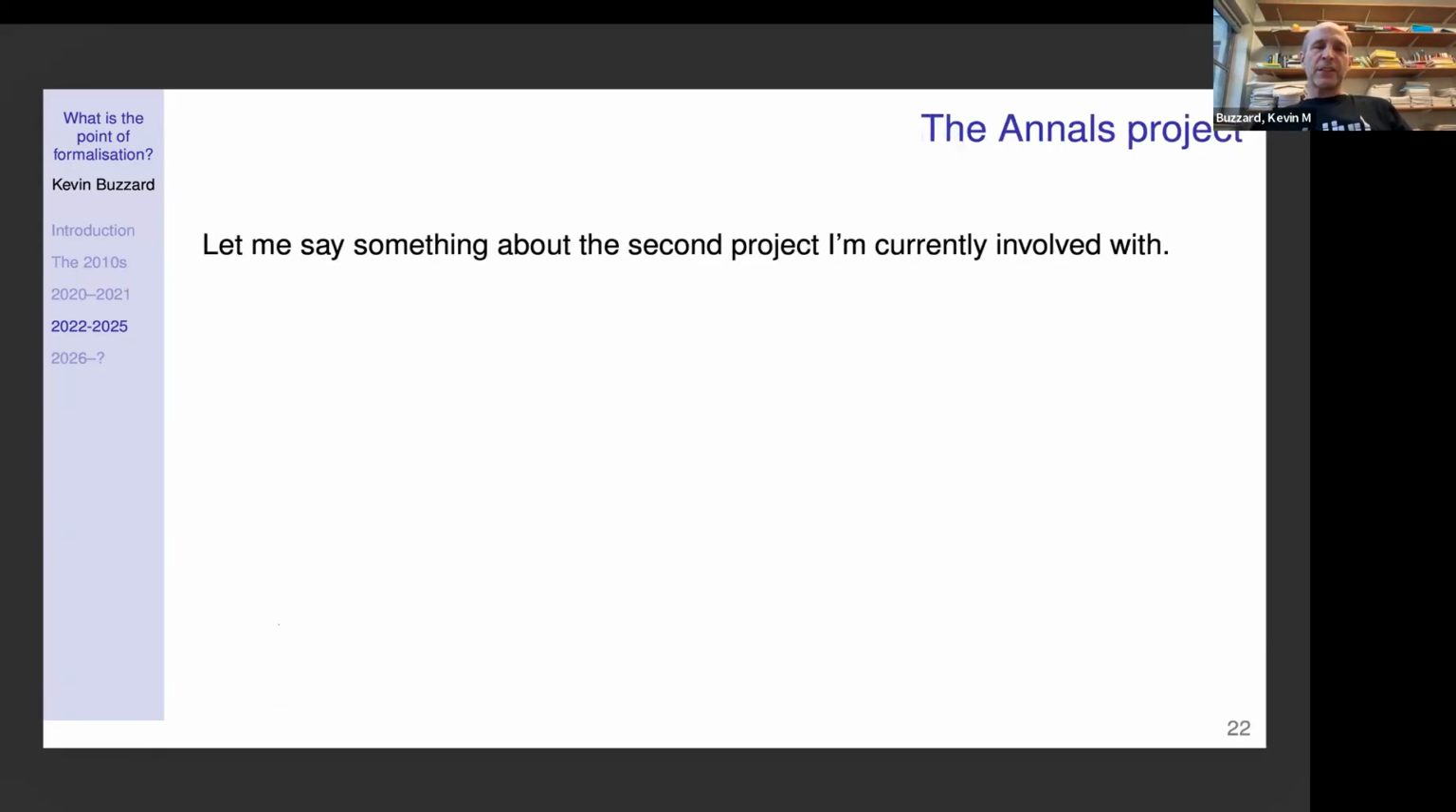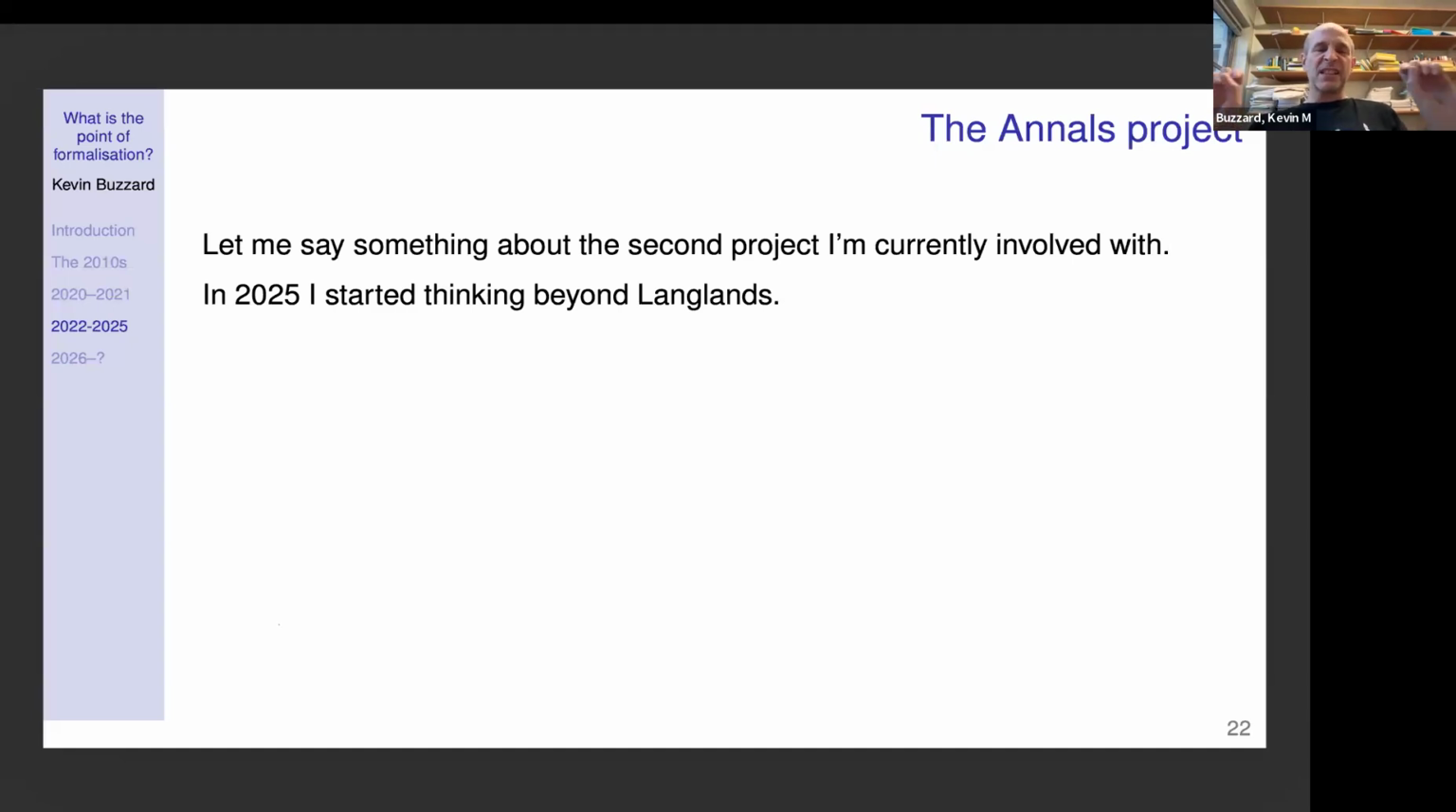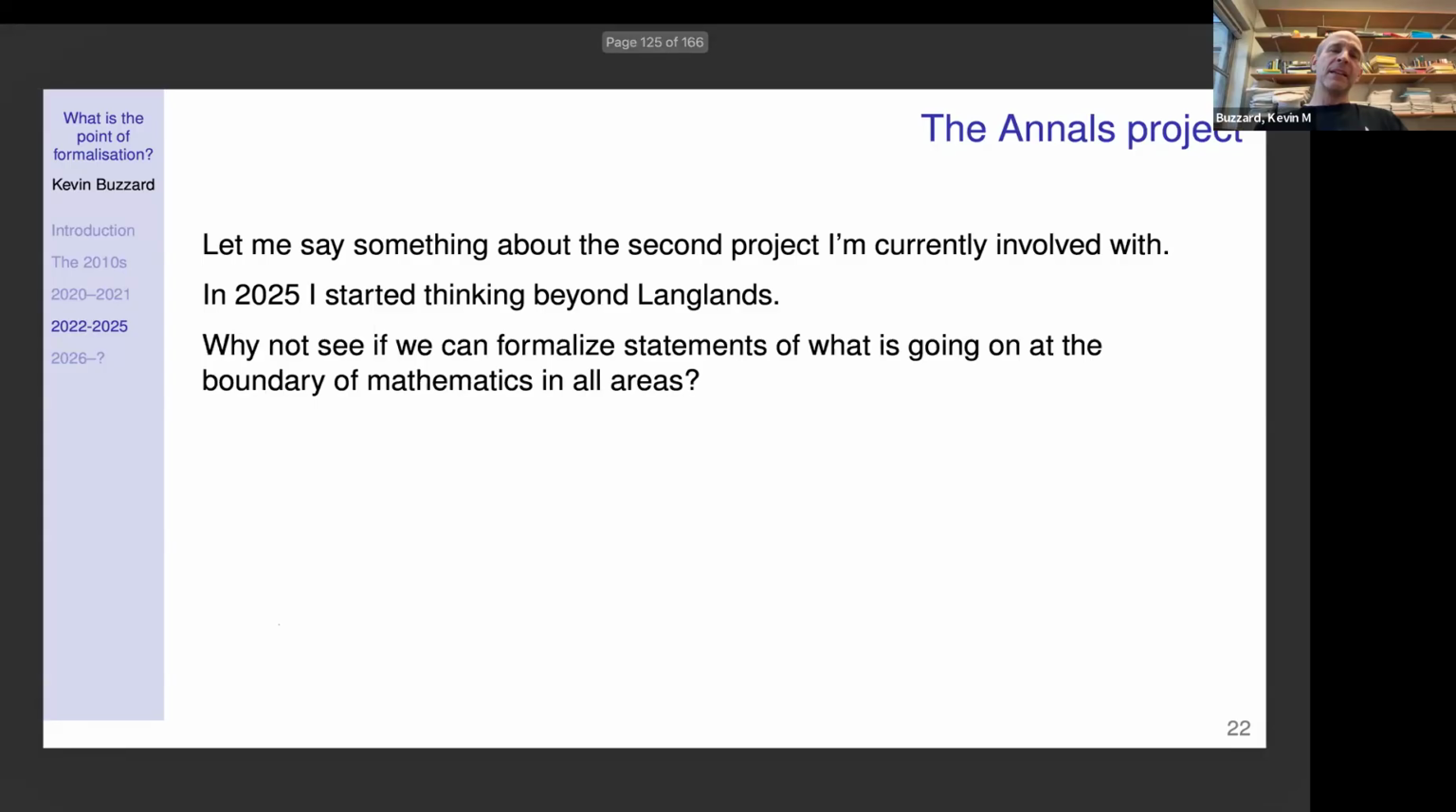So the second project I just wanted to flag is this. I have an Annals project. I thought that this Fermat's Last Theorem project would enable us to start stating modern theorems and conjectures in Langlands. But then I'm thinking, why limit myself to Langlands? I spent the last 5 years talking to mathematicians in all different areas of pure mathematics. So maybe we should be thinking about formalizing statements of what's going on at the boundary of mathematics in all areas of mathematics.